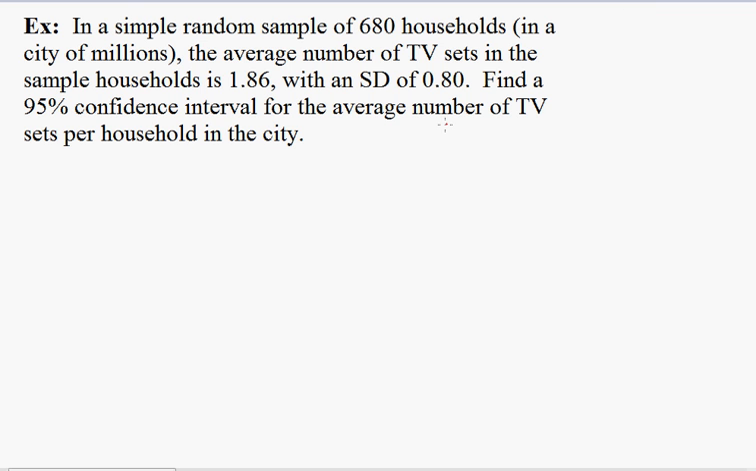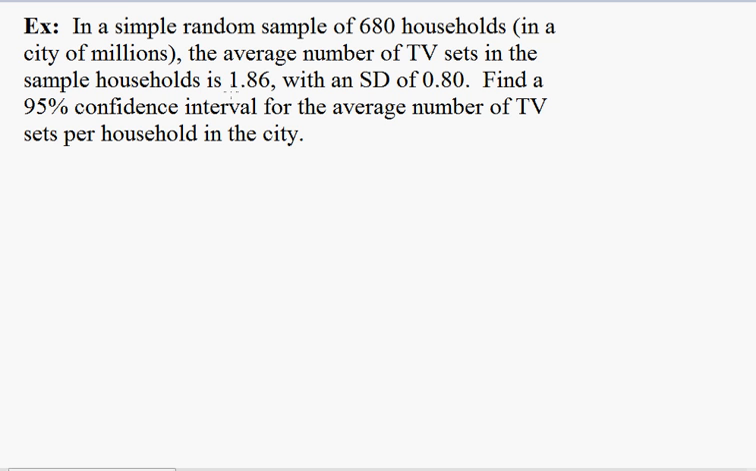First off, we notice that this is a sample that is drawn without replacement, but it's from a really big city, and so essentially it's with replacement. There's very little chance of drawing the same household twice to count the number of TV sets. And so we will use the formula as if it was with replacement and ignore the finite population correction factor.